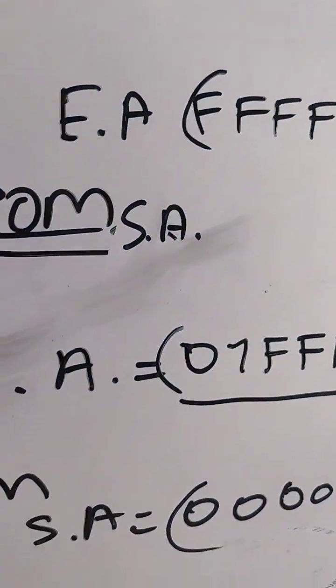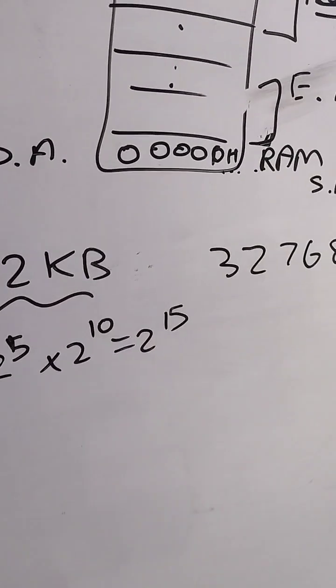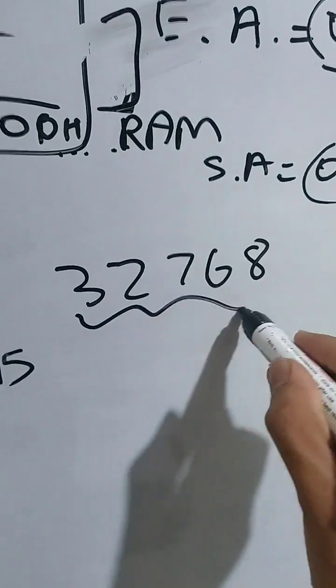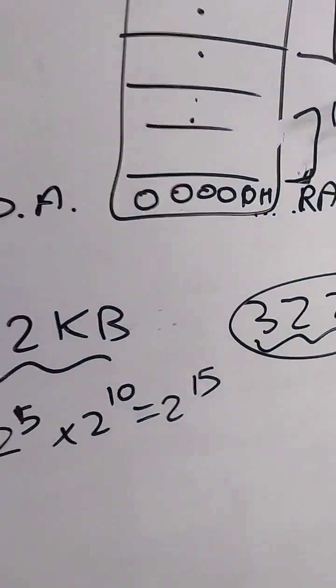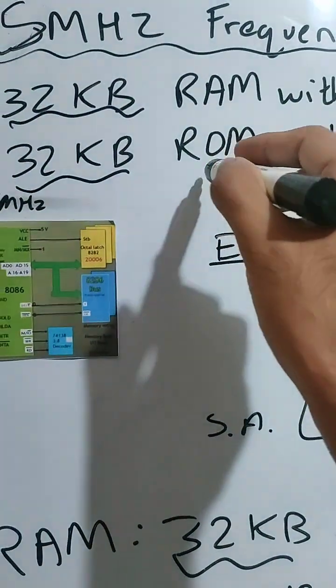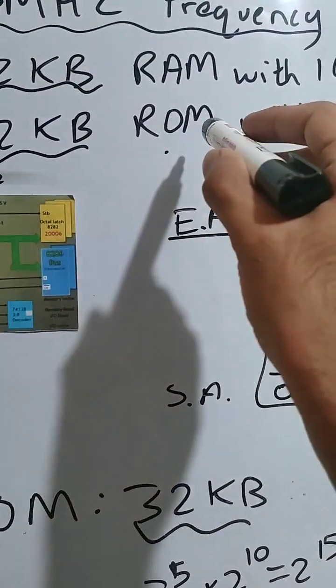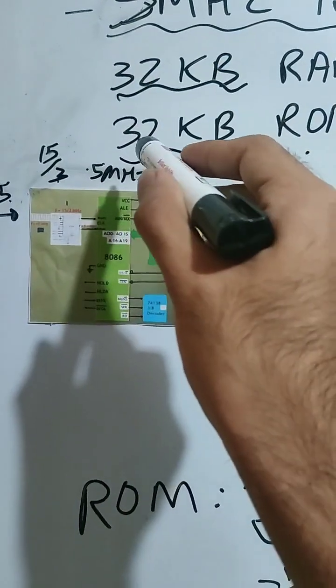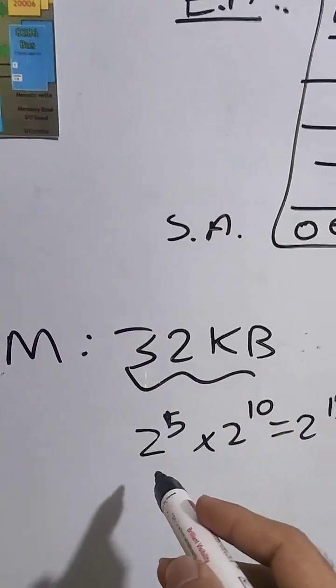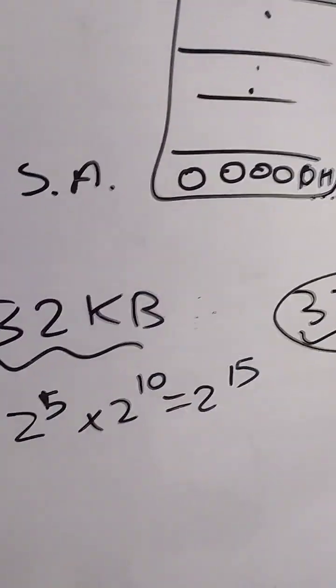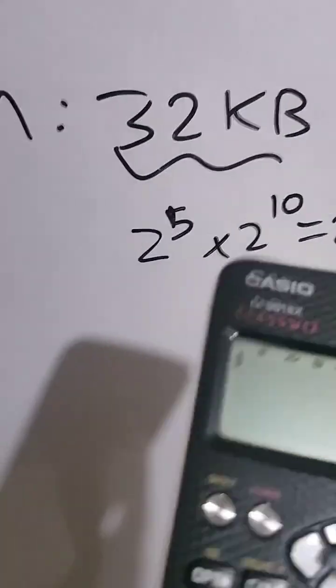How do we find the starting address? Now I told you this trick, no? Basically first you look at the ROM size, okay? So for ROM, look at the ROM size, 32 KB. Convert it into powers of 2, 2 raised to 15. Then go to your calculator and find out the value of 2 raised to 15.